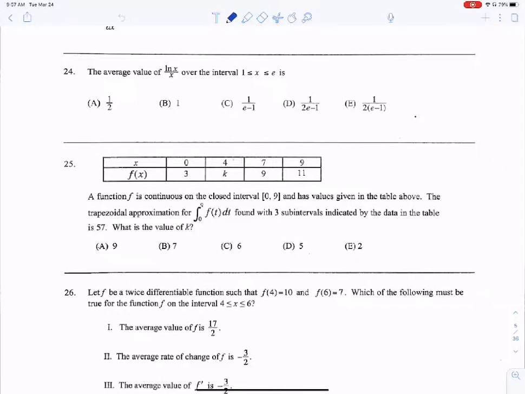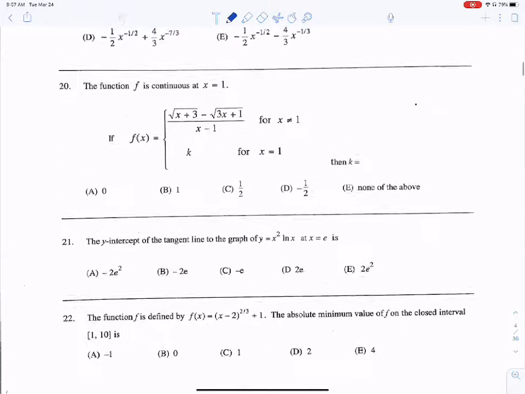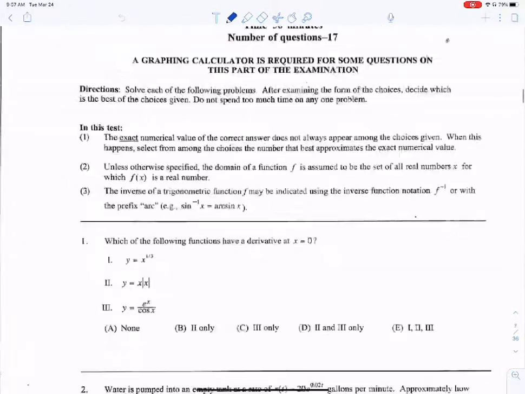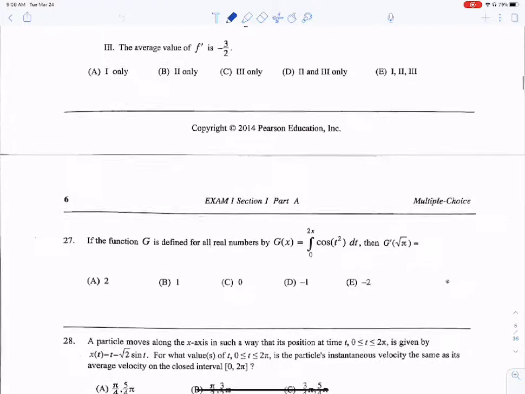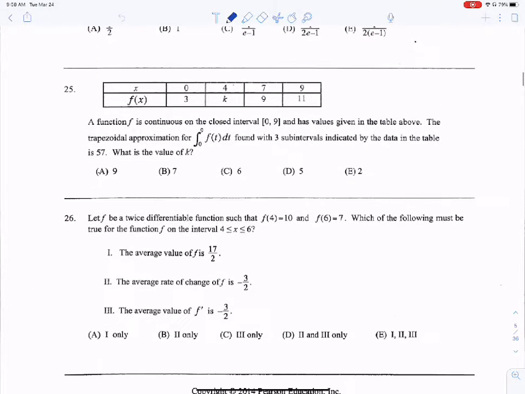Is this no calculator? Wait. Oh, I'm sorry. I thought this was. Oh, I was looking at the wrong part. I'm sorry. Okay, you're fine. You're right, I'm wrong. That was just me being wrong. Okay, so let's see what we can do here.